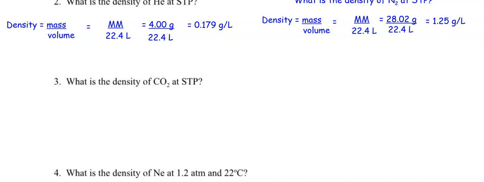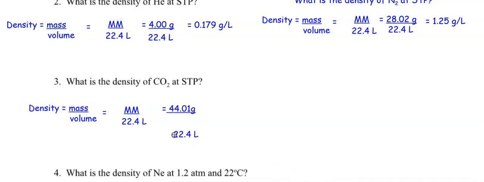All right, how'd you do? Well, of course, I always put my equation there, and it's at STP, so I'm allowed to do this. And what is the molar mass of carbon dioxide? It is 44.01. I don't know if you remember that from how many times we did it before. Divided by 22.4, and we get 1.96 grams per liter. So what would carbon dioxide do in air? Well, 1.96 is bigger than 1.25, so it's going to sink.